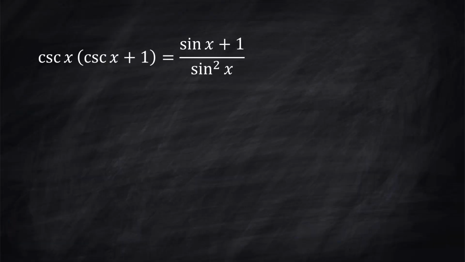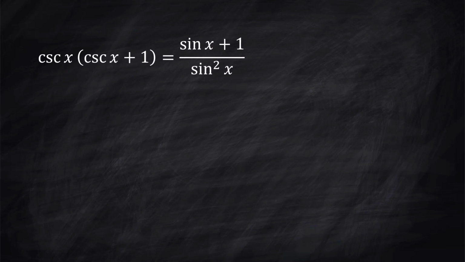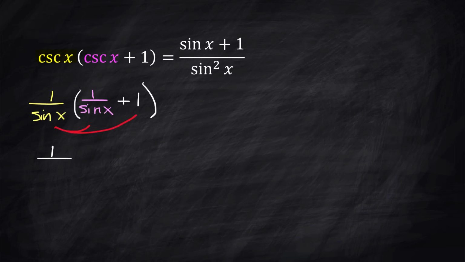All right, we have cosecant x times the quantity cosecant x plus 1, and we need to turn that into sine x plus 1 over sine squared x. Rewriting cosecant with respect to sine, it's 1 over sine x times 1 over sine x plus 1. Distributive property, we're going to run that through. We end up with 1 over sine squared x plus 1 over sine x.